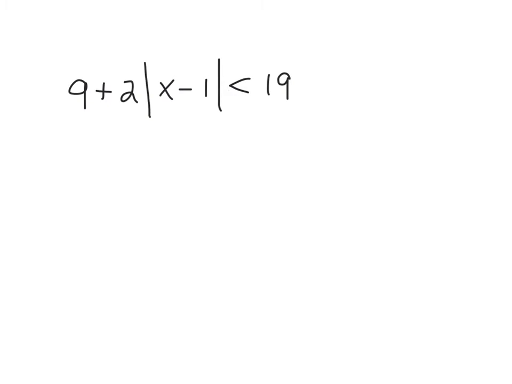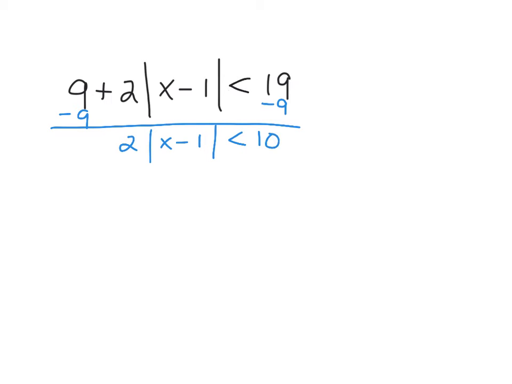Okay, another problem here. Let's see. So again, don't distribute into the absolute value. Let's start by subtracting 9 from both sides. And our idea is isolating that absolute value. Is less than 19 minus 9 is 10. And then we would divide by 2. And we get the absolute value of x minus 1 is less than 5.